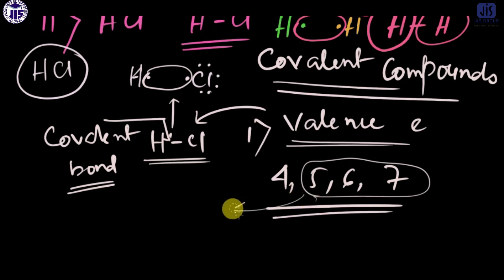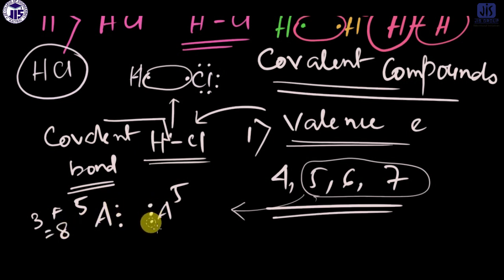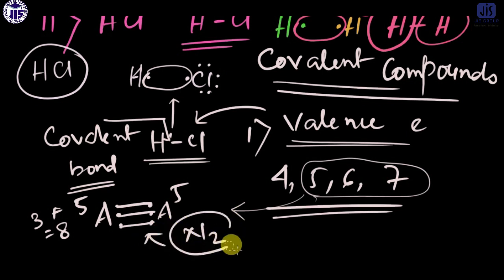You have to keep in mind, if it has 5 electrons, then 3 electrons are required. Look at a simple case: if A has 5 electrons and another A has 5 electrons, then 3 electrons are required, isn't it? Because 5 plus 3 will be 8. So 3 electrons should be shared, and 3 electron sharing means one bond forms in each case. So 3 bonds are formed, like in the case of N2.